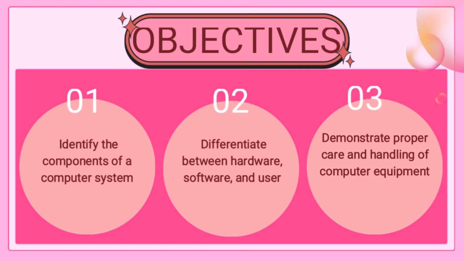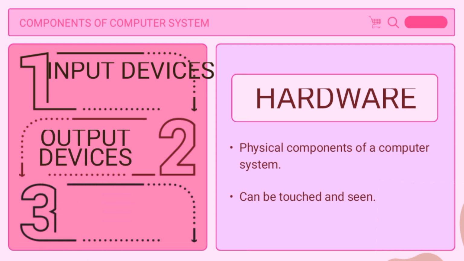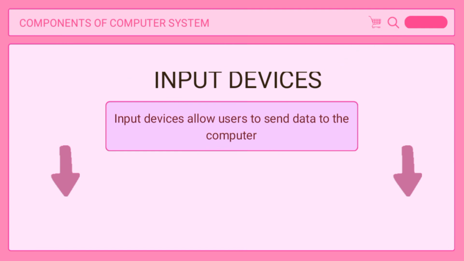Let us first know what hardware is. Hardware is the physical components of a computer system, and it can be touched and seen. In hardware, there are three kinds of peripherals. The first is the input devices, second is the output devices, and the third is the storage devices. Let us have a short discussion about input devices.